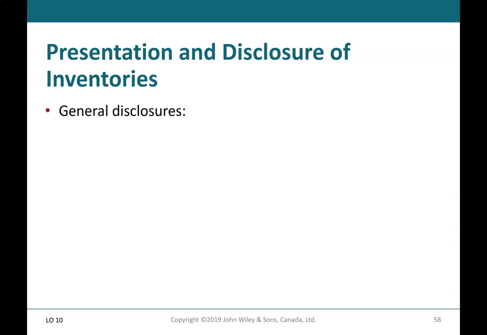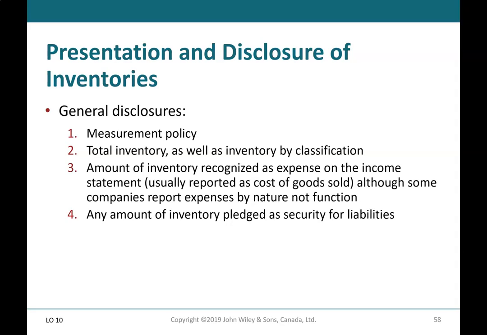Presentation and disclosure of inventories. General disclosures: 1. Measurement policy. 2. Total inventory as well as inventory by classification. 3. Amount of inventory recognized as expense on the income statement, usually reported as cost of goods sold, although some companies report expenses by nature, not function. 4. Any amount of inventory pledged as security for liabilities.